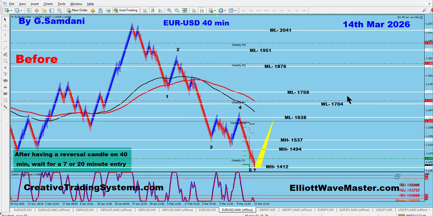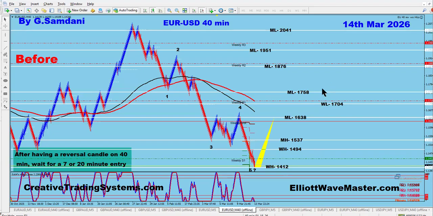Then a big wave 3 to the downside, and that is in line with the US dollar index getting very strong. So the US dollar is going to get strong, and this is going to go all the way down. We saw the weekly chart, EUR/USD weekly chart needs to go down a lot, right? But this drop is finished. We need a correction, right?